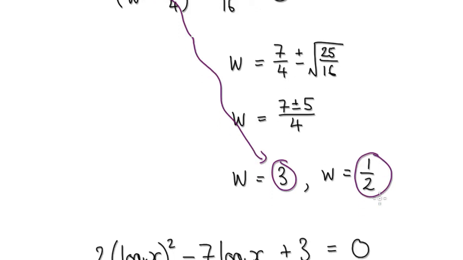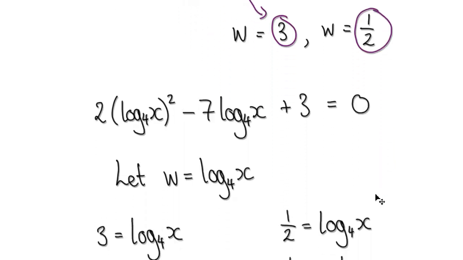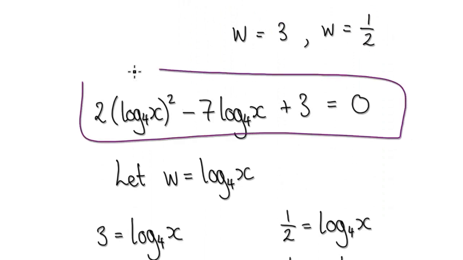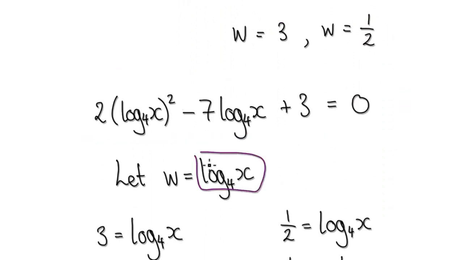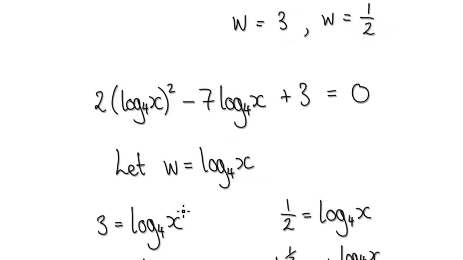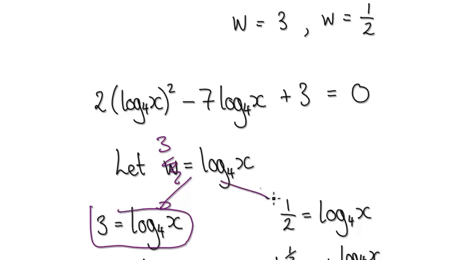Going back to here, hang on, we were trying to solve this whole thing here. We said let w be this thing here, and then w turns out to be 3.5, 3 and this half here. Looking at this, earlier we said let w equal this thing here. Well, w we said is 3, so that will then give us this thing here, or it could be a half. That would be a half, and then log base 4 of x.